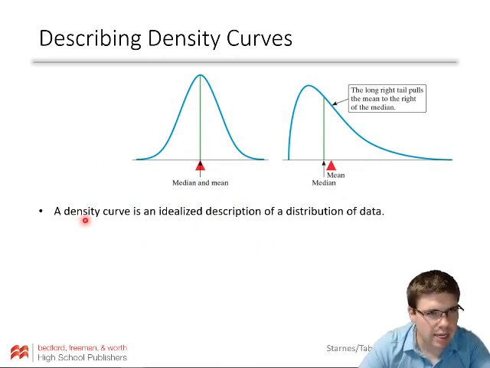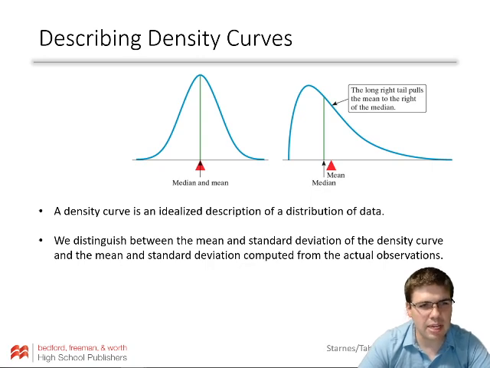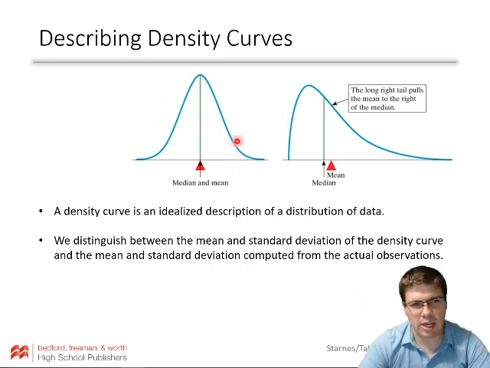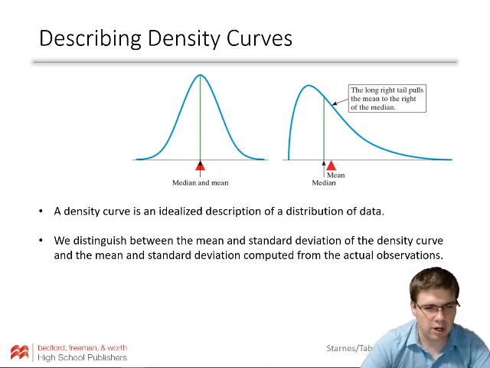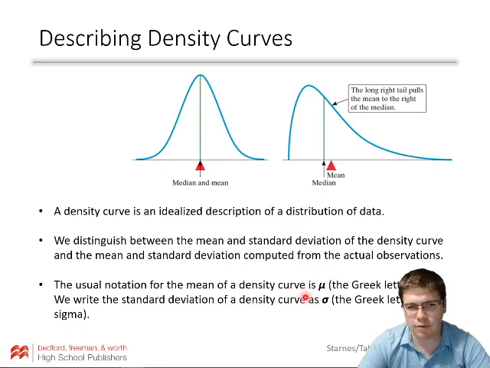Describing density curves: a density curve is an idealized description of a distribution of data. So it's just that ideal curve for that data. We distinguish between the mean and standard deviation of the density curve and the mean and standard deviation computed from the actual distribution. The mean and standard deviation of a density curve will have models for that, especially once we get to this normal distribution versus our raw data. And the usual notation for the mean of a density curve, now that we're getting into something theoretical, not based on a sample, we actually use a different symbol for the mean.